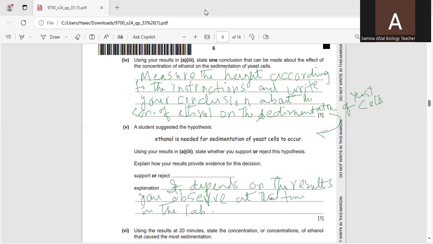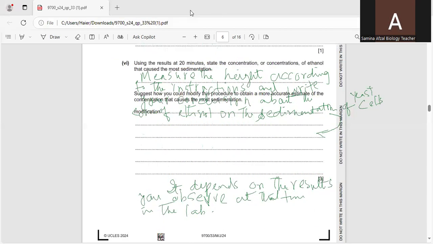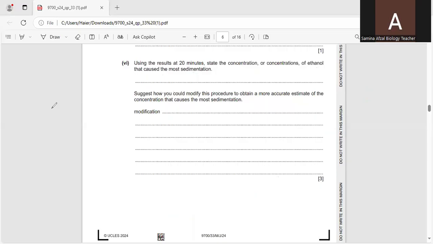Now we are moving towards the next question, because this is experimental work. So I can guide you only, but your results depend on the investigation which you will perform in the laboratory. So using the results at 20 minutes, state the concentration of ethanol that caused the most sedimentation.